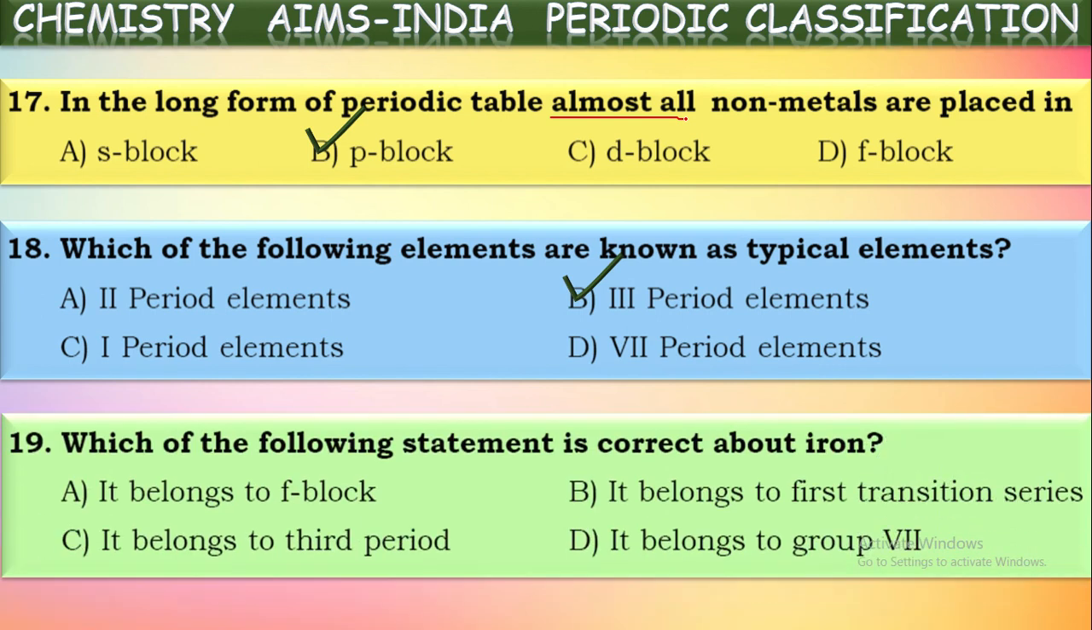Next, which of the following statements is correct about iron? What is correct about iron? Iron belongs to f block. Is it correct? No. Iron does not belong to f block, because f block elements are written at the bottom of the periodic table, but iron is in the middle of the periodic table. So it does not belong to f block. It belongs to first transition series. Yes, this is correct. If you see the periodic table, let me draw it here once again.